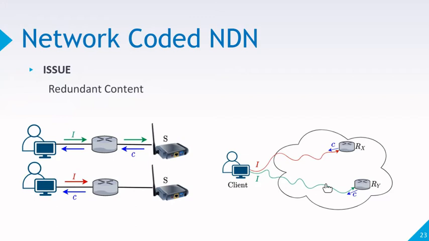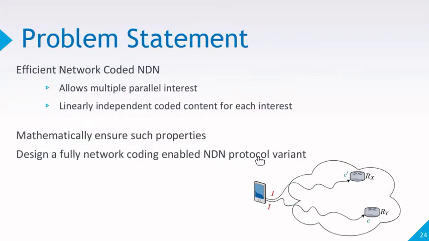One way to solve this problem is to limit the routers from sending linearly dependent content more than once. But this problem can happen anywhere in the network. The user or the client can end up getting linearly dependent content from anywhere in the network. So the main idea of the work that I'm going to present today was to have an efficient network-coded NDN that allows multiple parallel interests and ensures that for each of the multiple parallel interests sent in the network, we get back linearly independent coded content, no matter where the content is coming from in the network. To achieve this aim, the main steps were first to mathematically ensure such properties, and then to design a protocol variant of network-coded NDN.